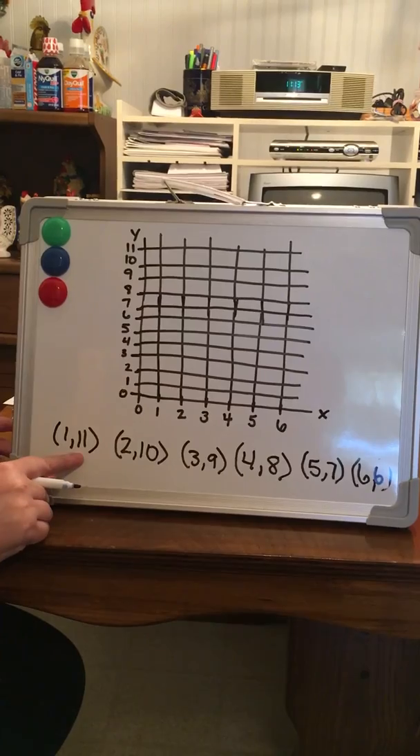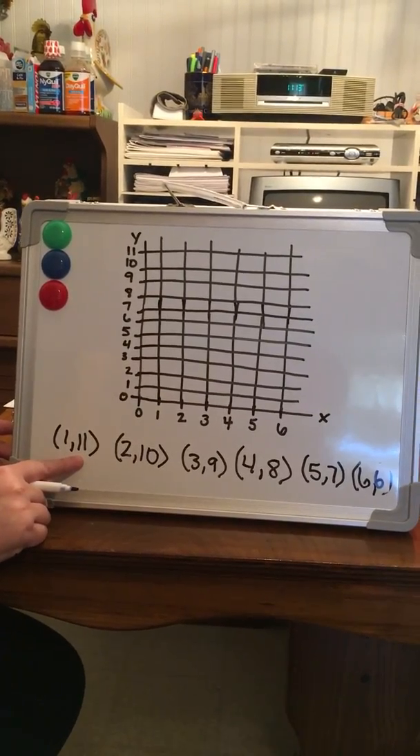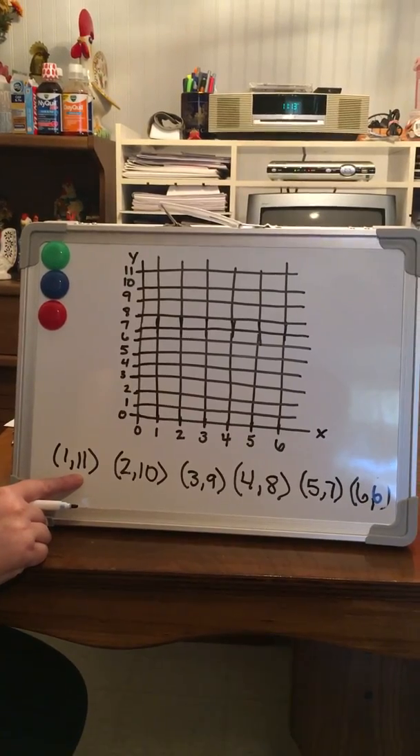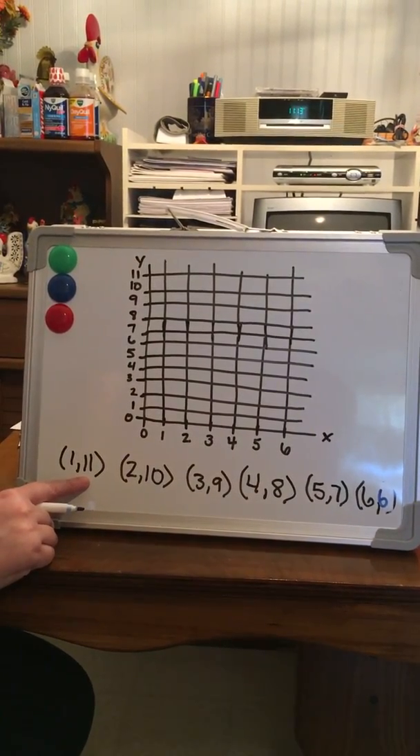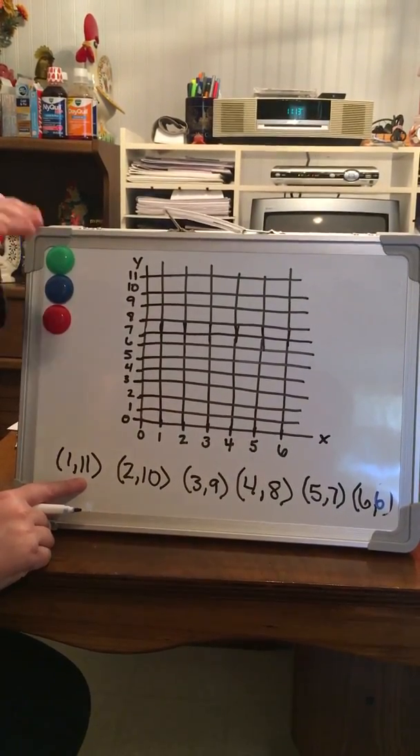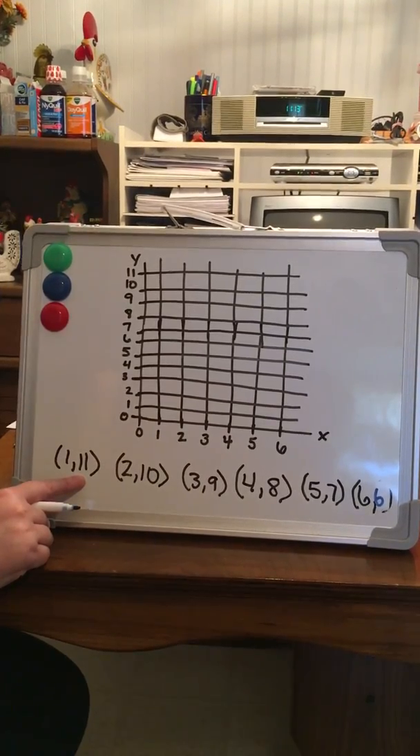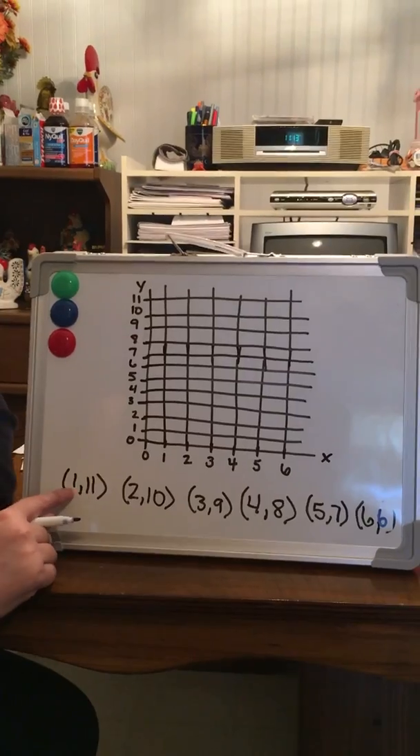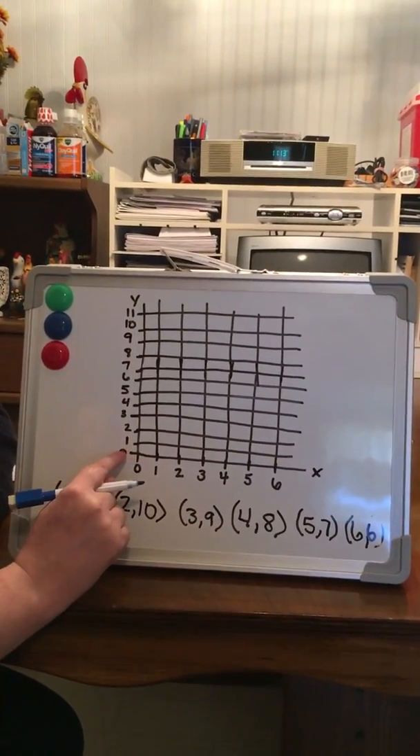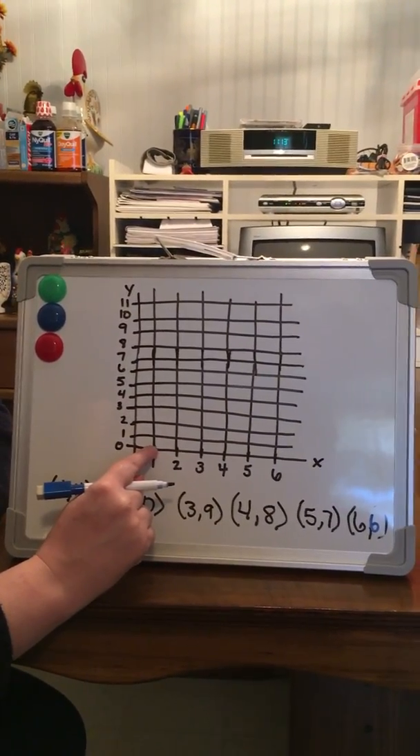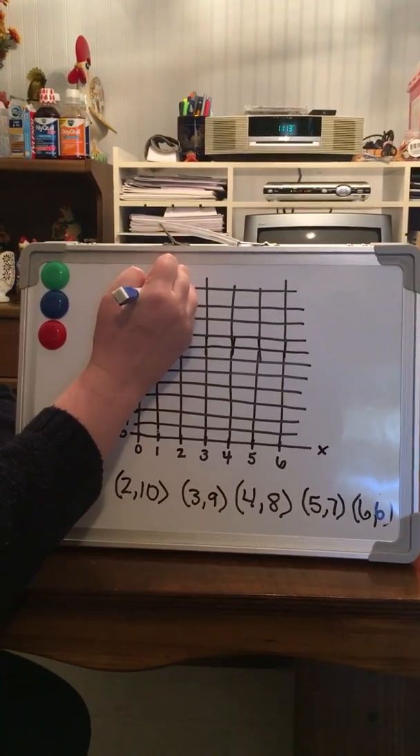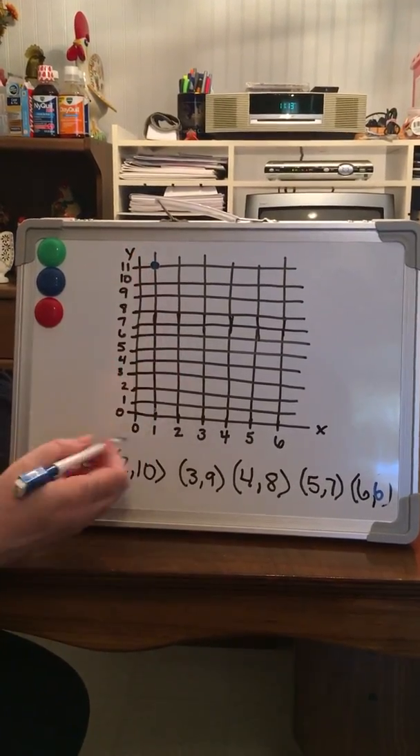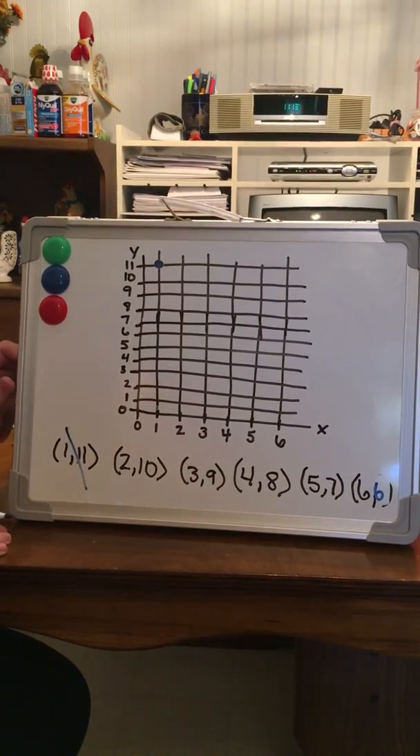The first one is 1, 11. So remember, we always graph x before we graph y. So we always, like a hotel lobby, we go across the lobby to the elevator before we take the elevator up and down. So this is 1, 11. You start at the origin, you go over 1, you go up 11. This is our first number. 1 over, 11 up. I've graphed that one so I can exit out.